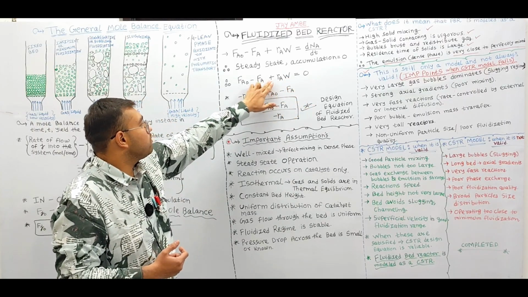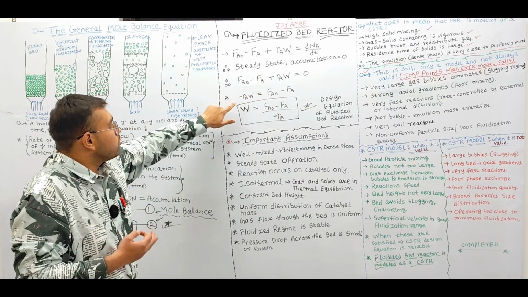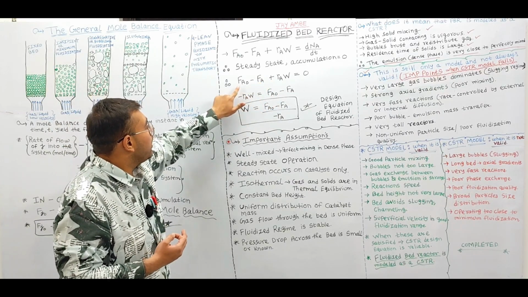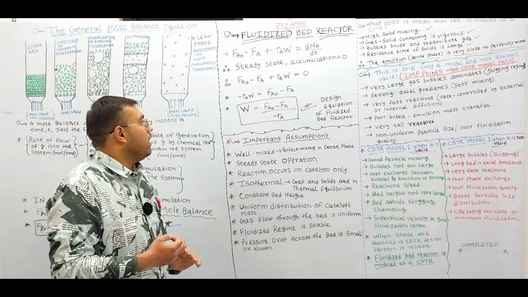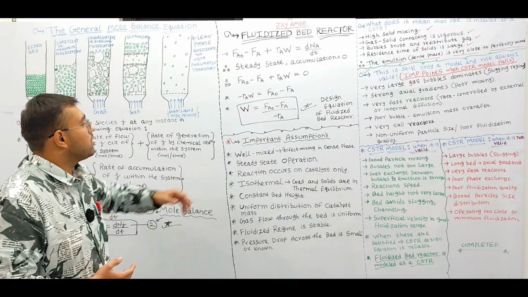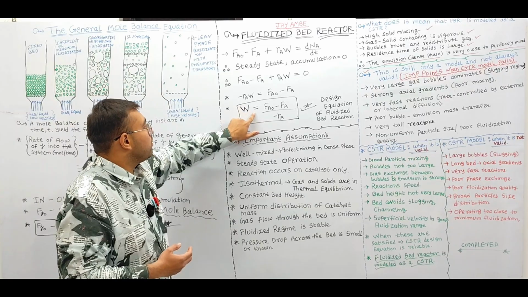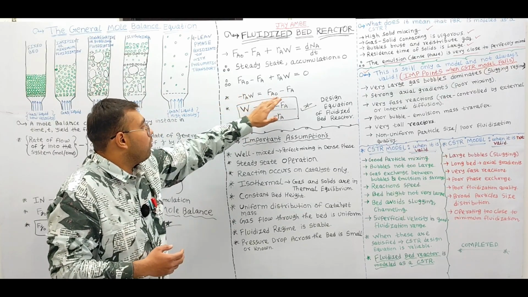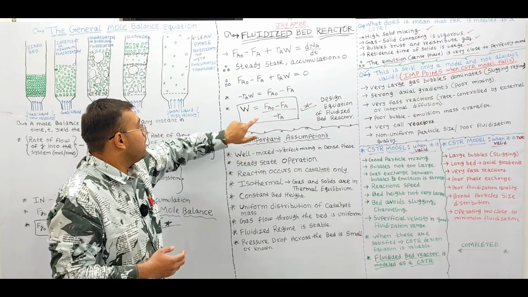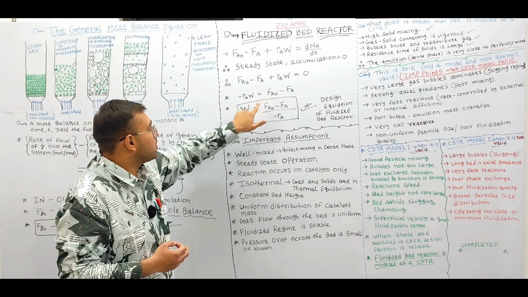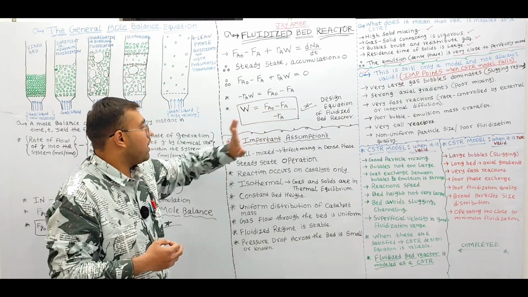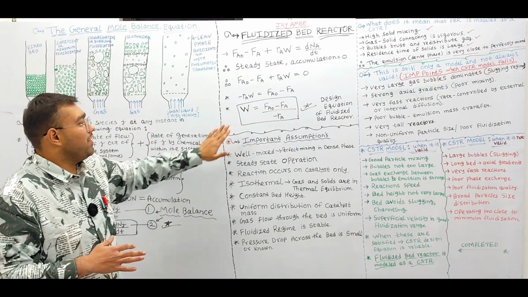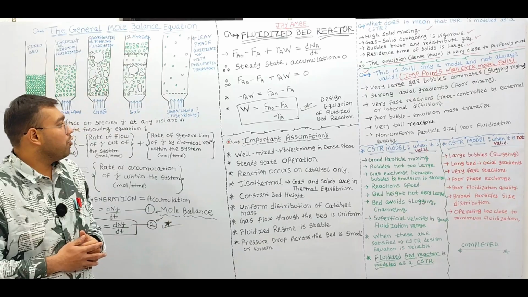So here the positive sign will be converted into the negative sign. So minus rA will be equal to FA0 minus FA. Now here we are making the subject as W. So W is equal to FA0 minus FA, and we are dividing by minus rA on the right hand side, right? So W is equal to FA0 minus FA upon minus rA. Okay, so here we have derived the design equation of the fluidized bed reactor.